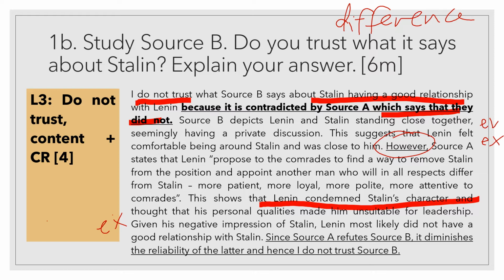Then, most importantly, you have to link back to reliability. Quite a number of you did not do this. Since source A refutes source B, since source A challenges source B, whatever words you use, as long as you make this link, it diminishes the reliability of the latter. Basically it diminishes the reliability of source B, and hence I do not trust source B.